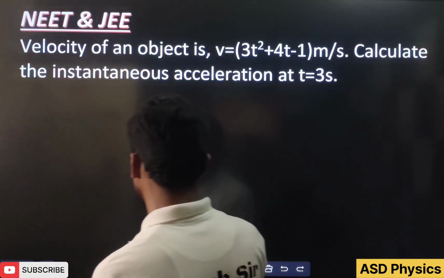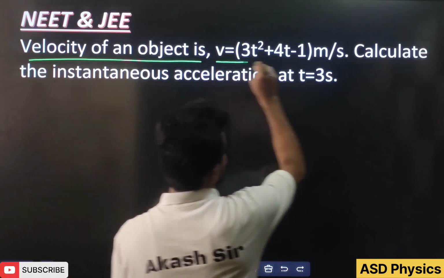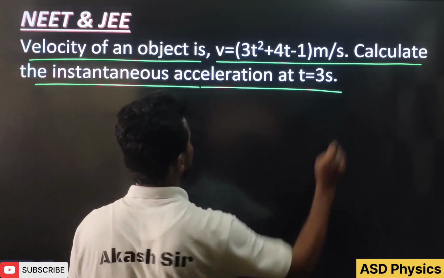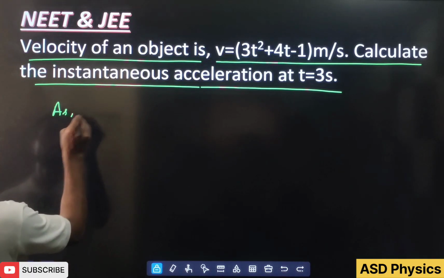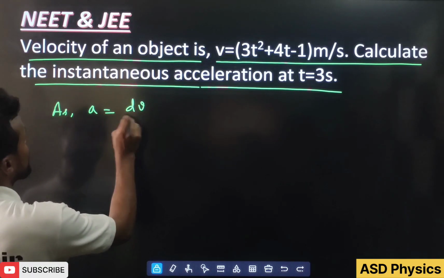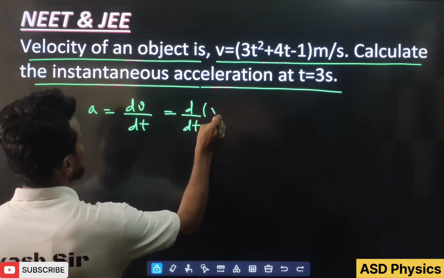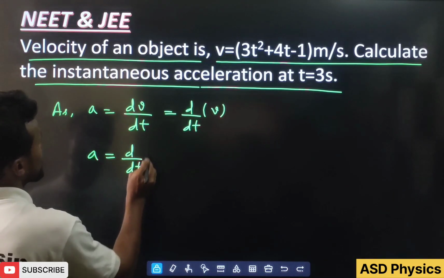Okay, great. Now let's see this question. The question is: the velocity of an object is given by this one. Calculate the instantaneous acceleration at t equal to 3 seconds. We have taken a similar one before. So see this. Before also we have done it: a equal to dv by dt. That means d by dt of v. And when we put the value, before also we have done it, now I will do it directly.